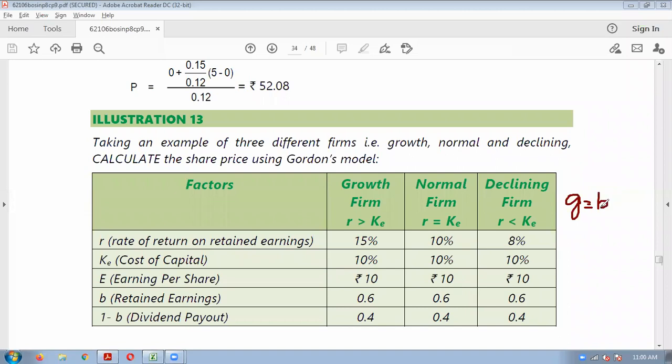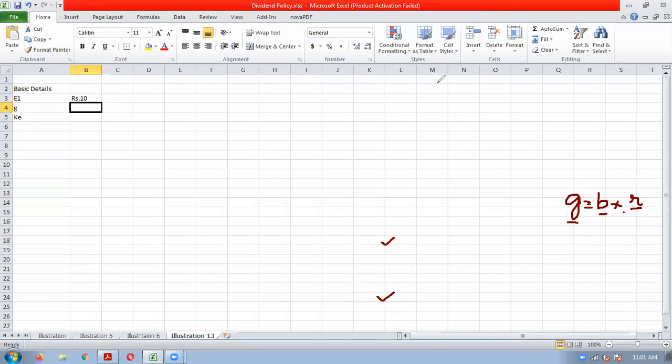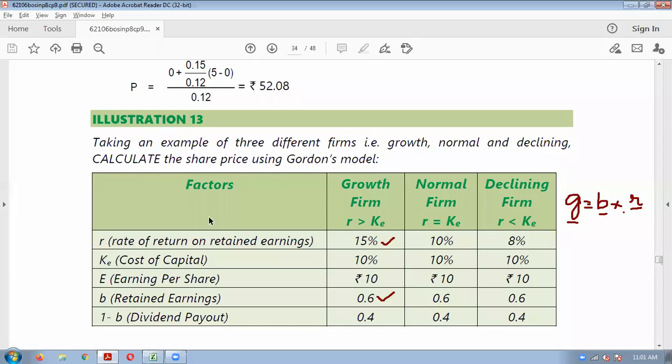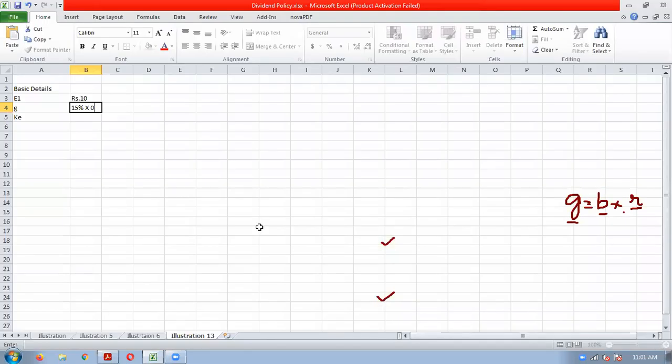G is equal to B into R. Last class also we have understood this. If the growth rate is not given, we can use B into R, retention ratio into rate of return. The retention ratio is there and R is also given, so we can find out the growth. How will we find it? 15% into the retention ratio, 0.6. So 15 into 0.6.